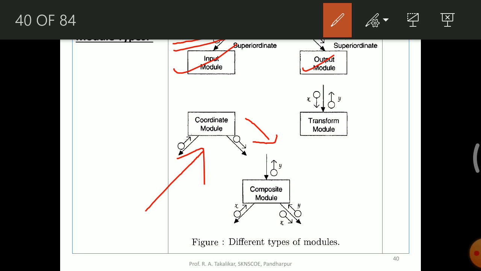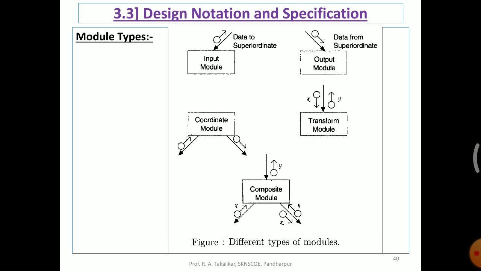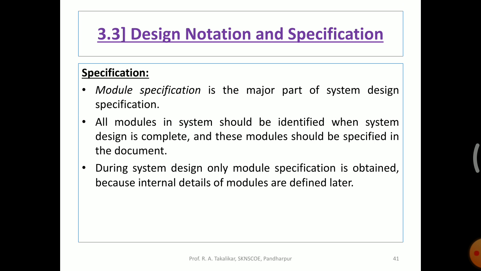The next type is the transform module, where it receives a particular value, say x, performs calculations on it, transforms it and generates another output like y. Transformation of value by the transform module. And the next type of module can be the composite module, a collection of coordinate module and transform module, etc. So please understand the different types of modules we have seen in the structure chart.